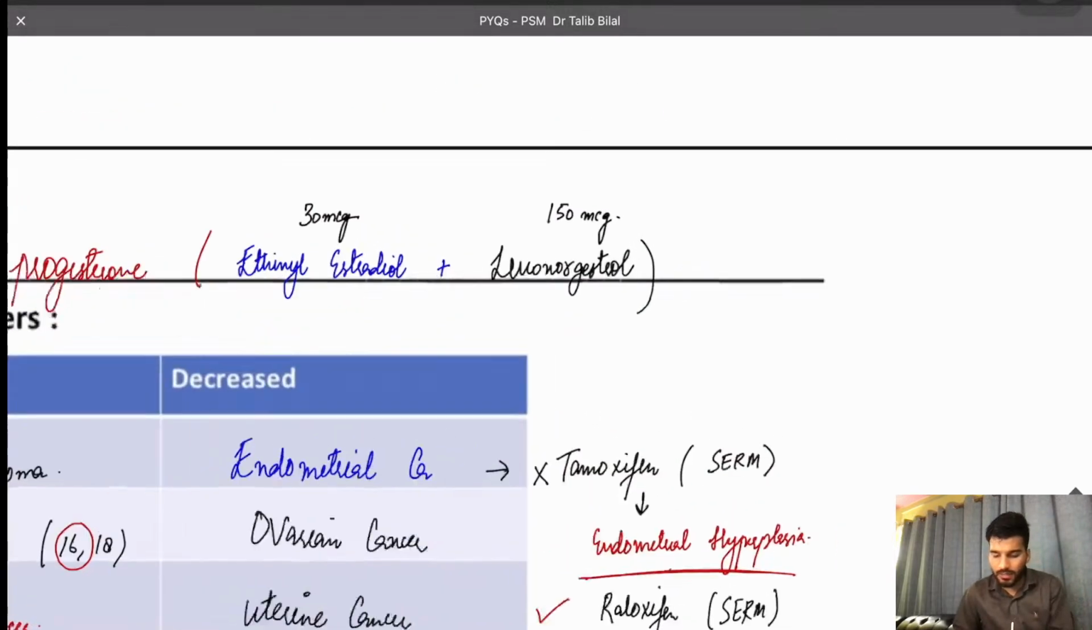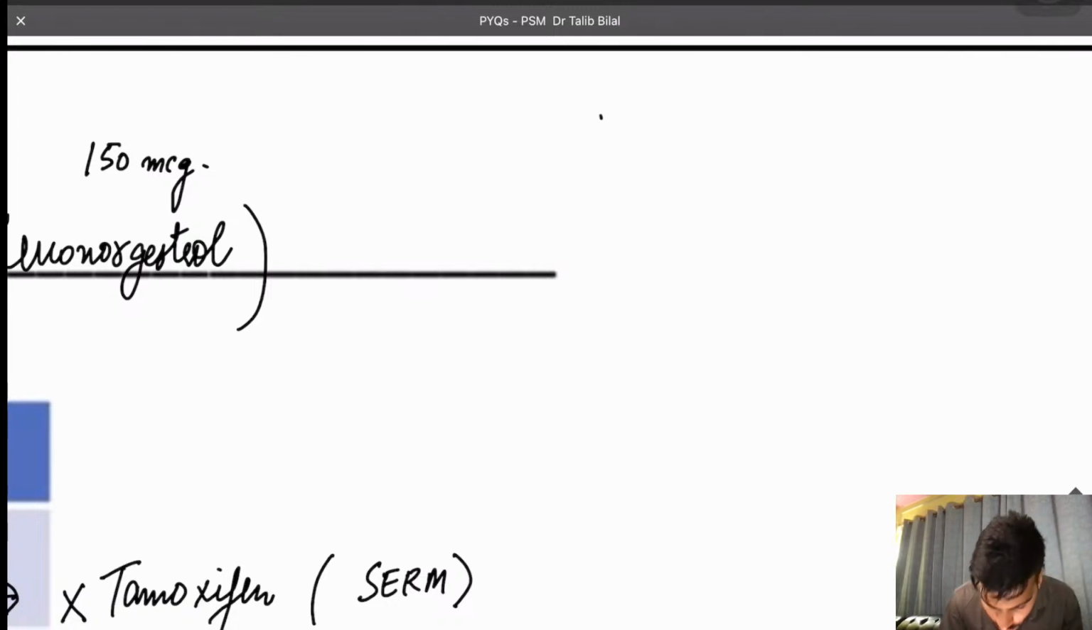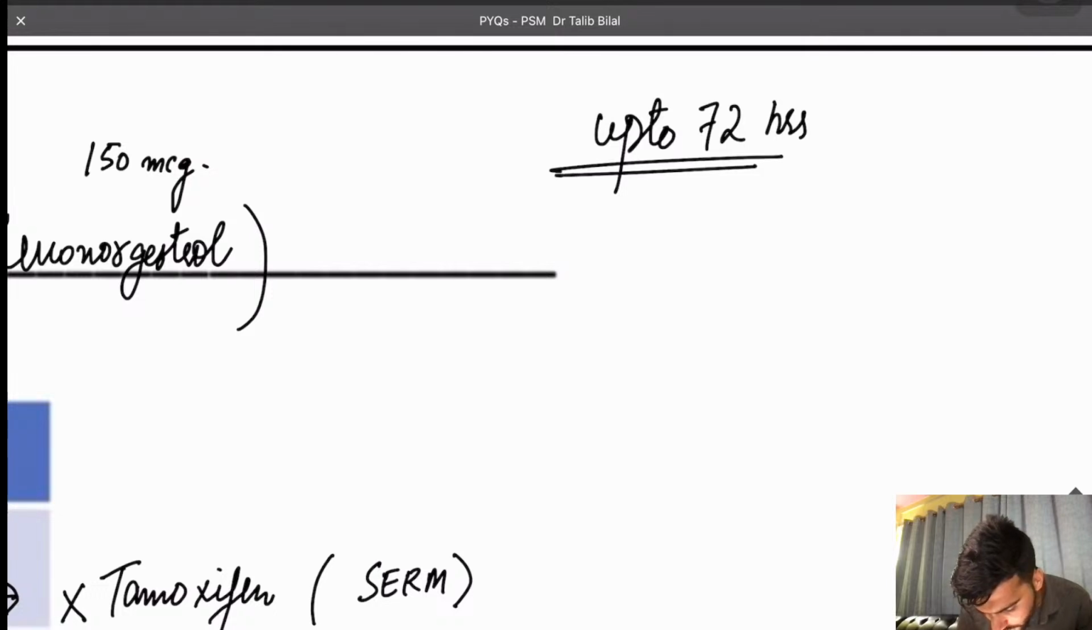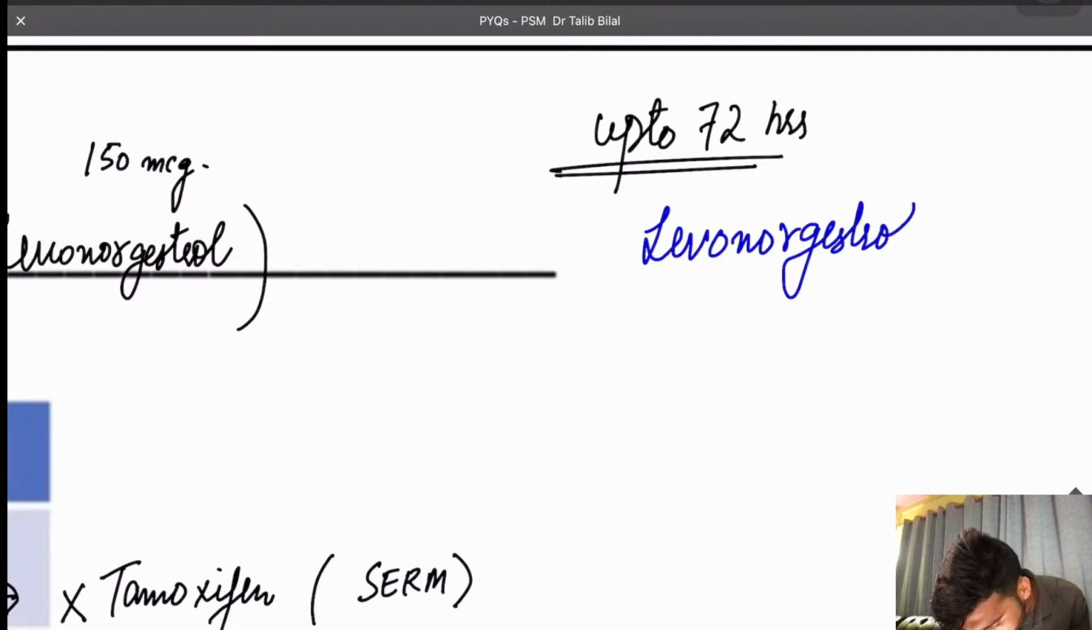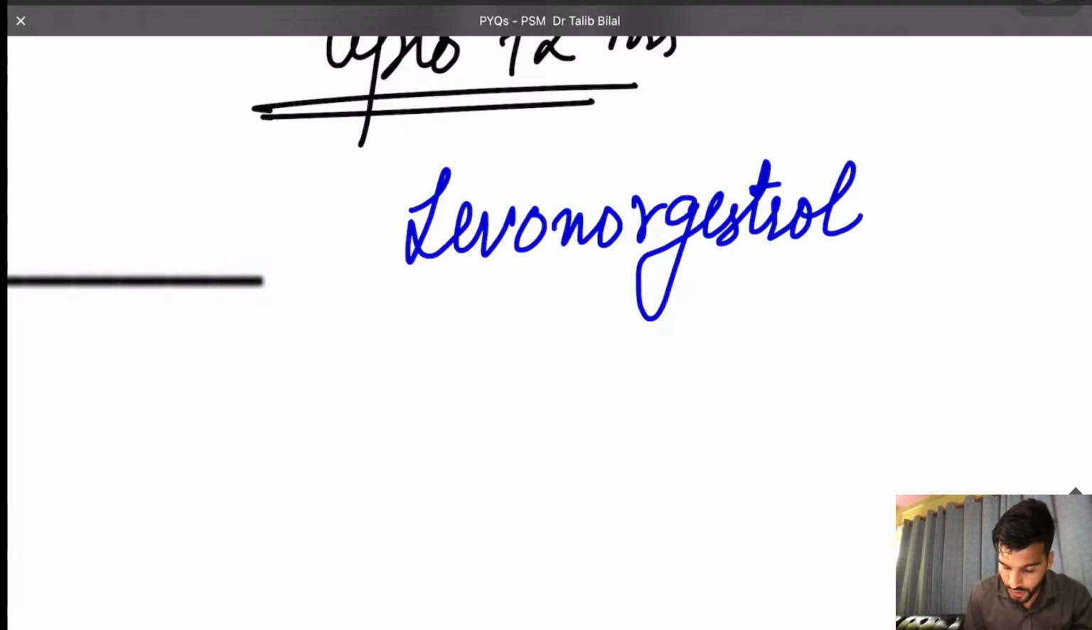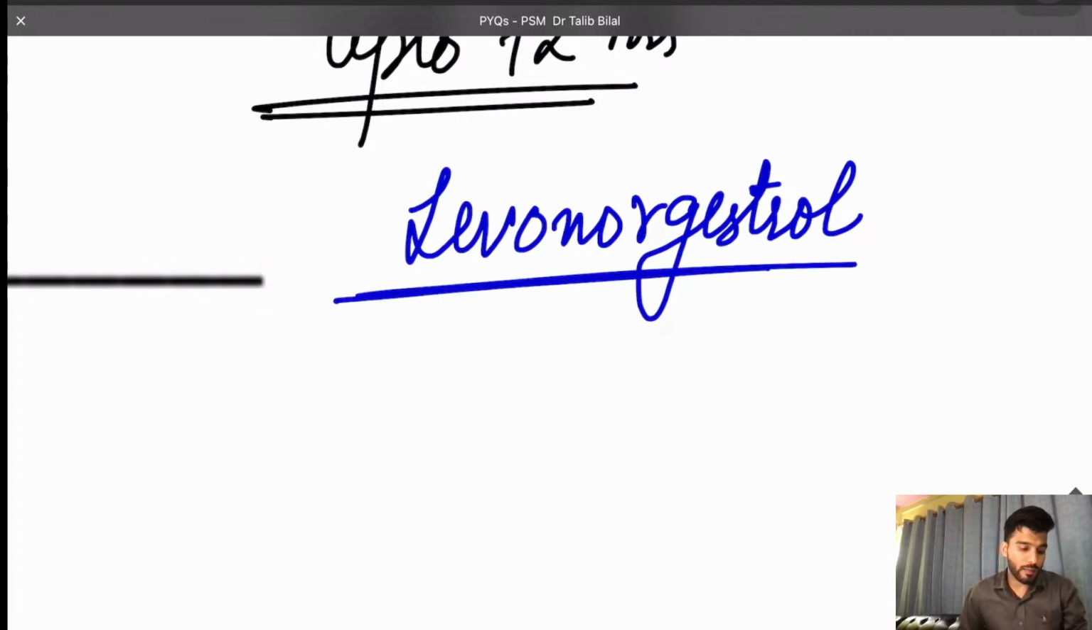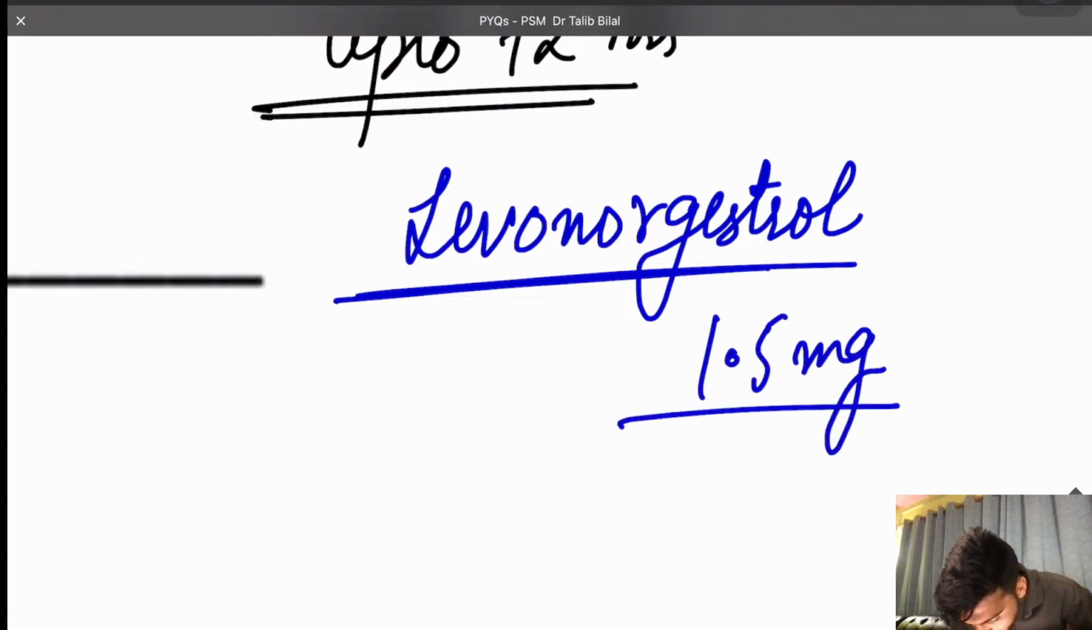And again, a little bit more about contraception, guys. Up to 72 hours, you can use a drug, levonorgestrel. Which generation of progesterone is levonorgestrel, guys? Answer in the comment section. And you have to use it as 1.5 mg, one pill. If two pills, then 0.75 each. But usually we have 1.5 mg.